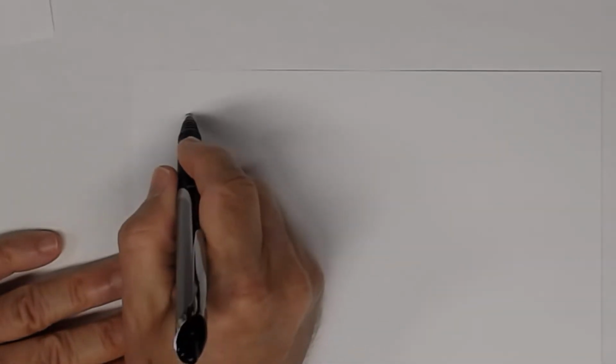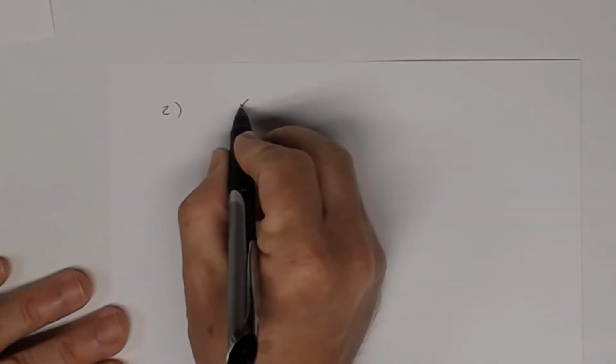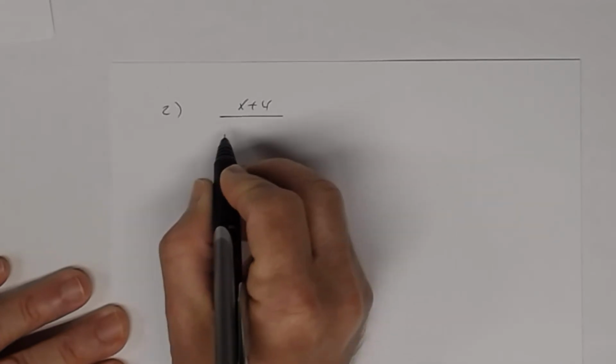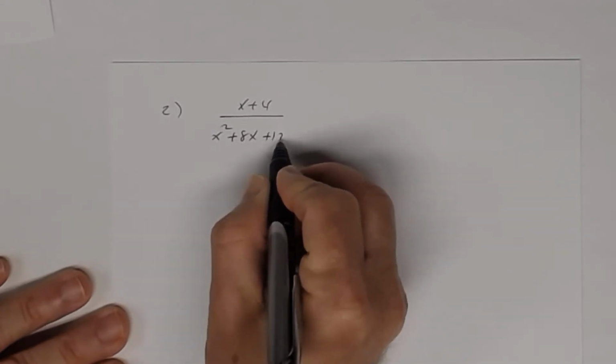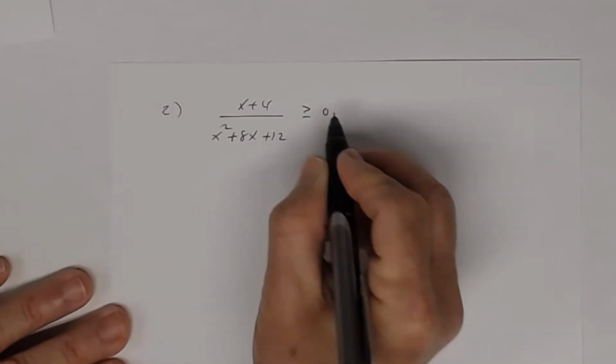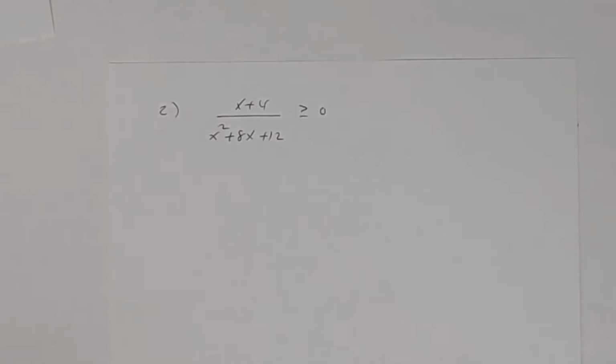Let's look at number 2. So number 2, we have x plus 4 divided by x squared plus 8x plus 12 is greater than or equal to 0. Now notice we have an equal sign this time, so keep that in mind.